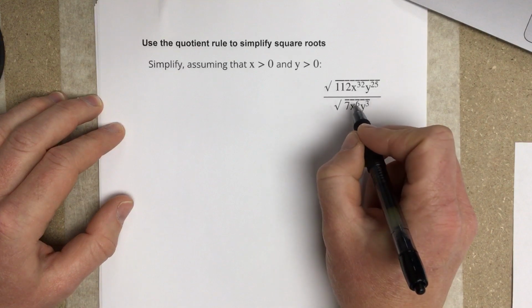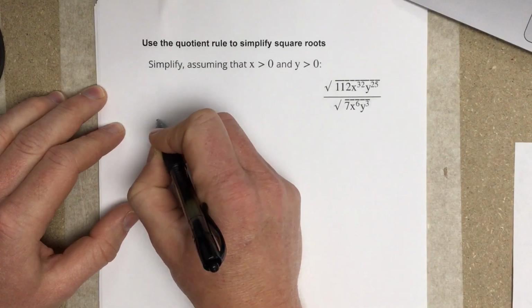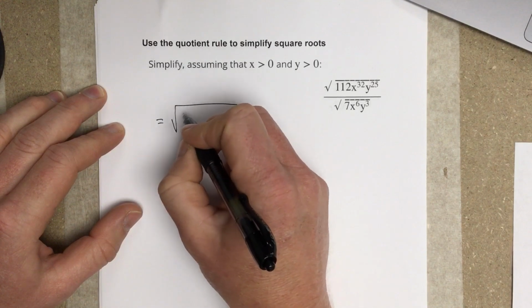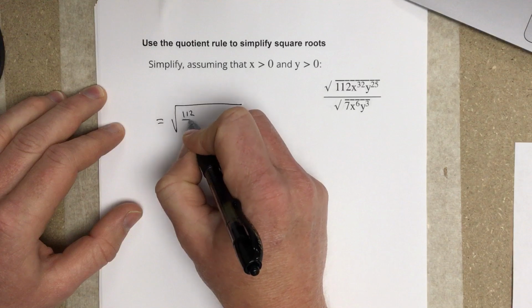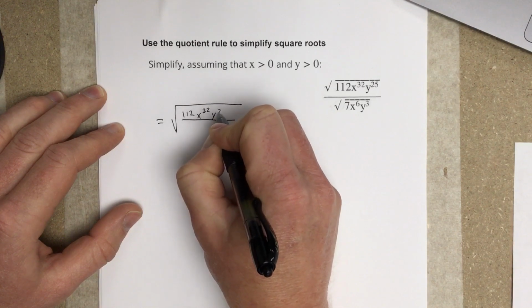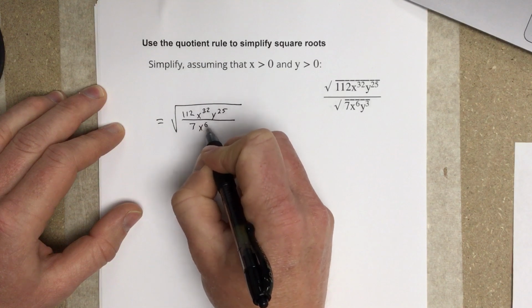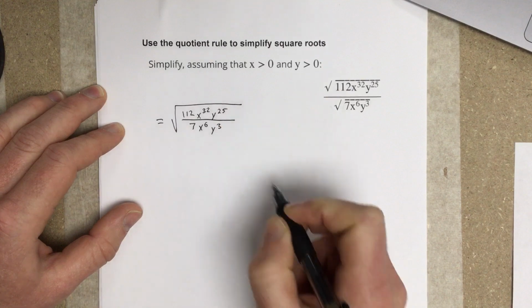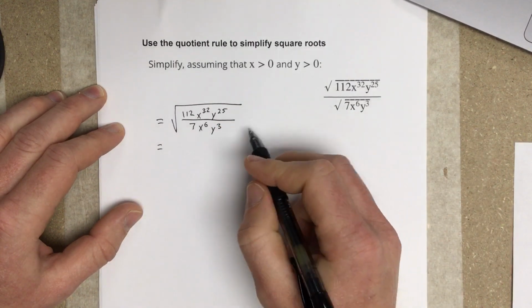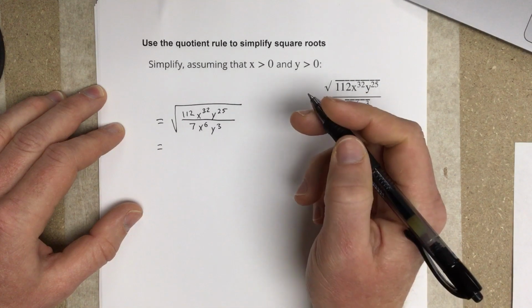We're actually going to just combine those two square roots together so we can simplify. So we're going to write that as one square root with a fraction on the inside. And that would be 112 x to the 32nd y to the 25th, and then 7 x to the 6th y cubed. So we just combined the two square roots together. And then we're going to simplify the x's and the y's.